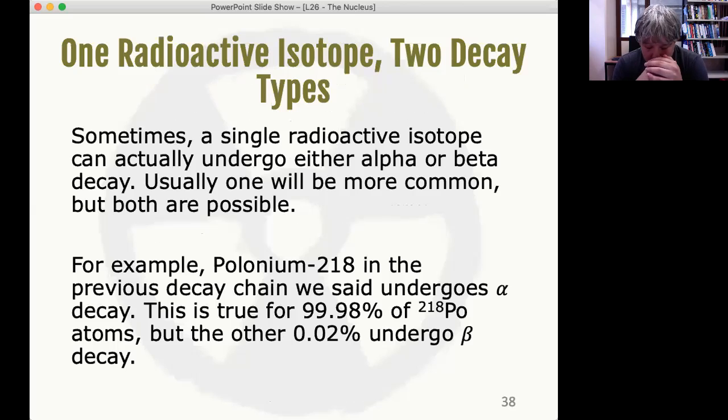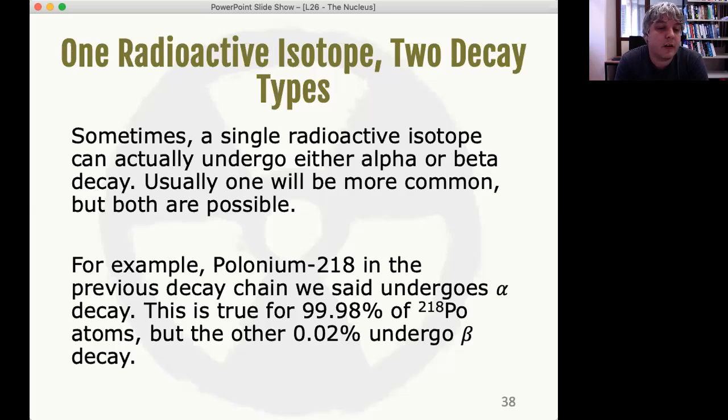As I started to mention, sometimes a single radioactive isotope can actually undergo either alpha or beta decay. As I said, there's no strict rule about having too many neutrons means it's definitely going to undergo beta decay, too many protons definitely undergo alpha. They are generally following those guidelines, but sometimes they'll do different things. And sometimes one isotope can actually undergo either.